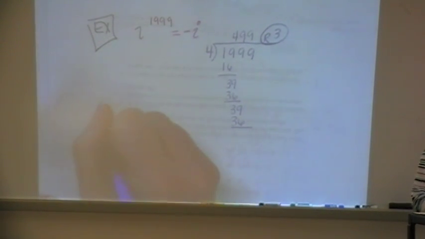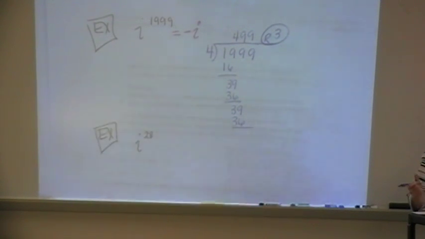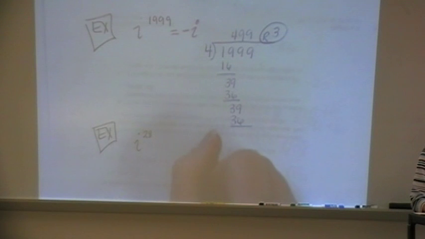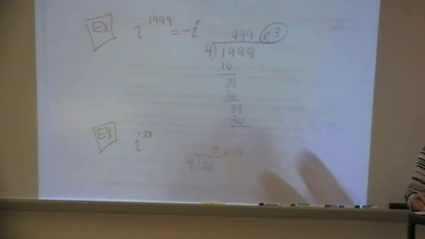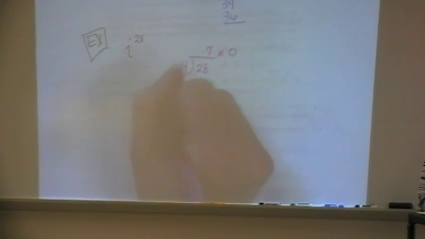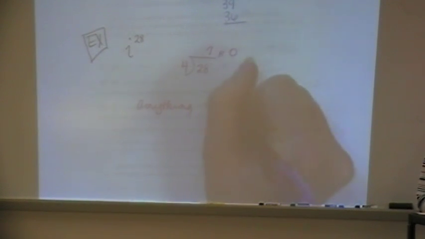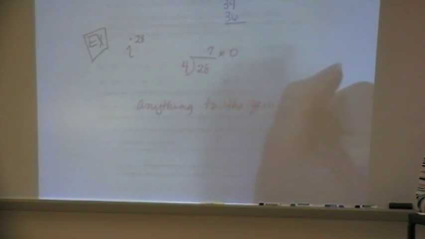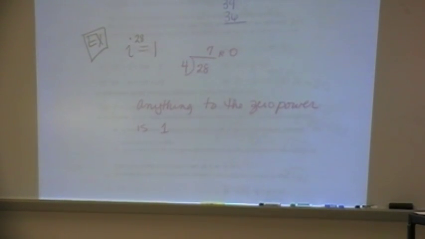Good? Alright, now if they give you one like this, and they say, okay, i to the 28th power. Well, when I divide that by 4, it divides evenly with no remainder. Well, what is anything to the 0 power? Anything to the 0 power is 1. So this equals 1.